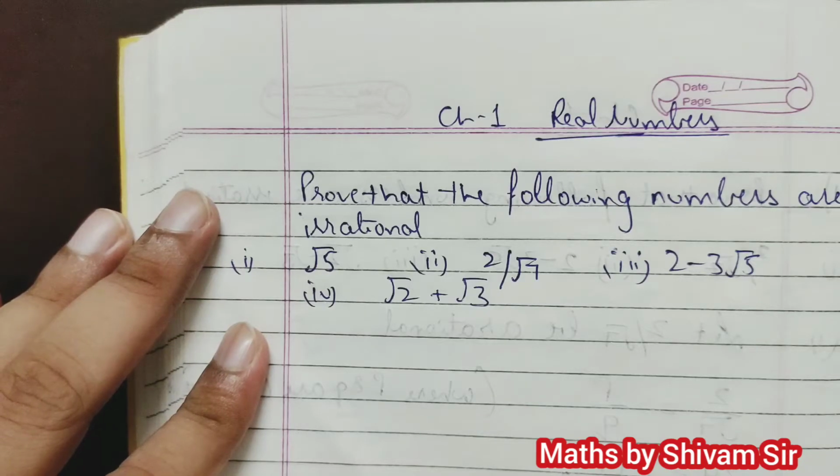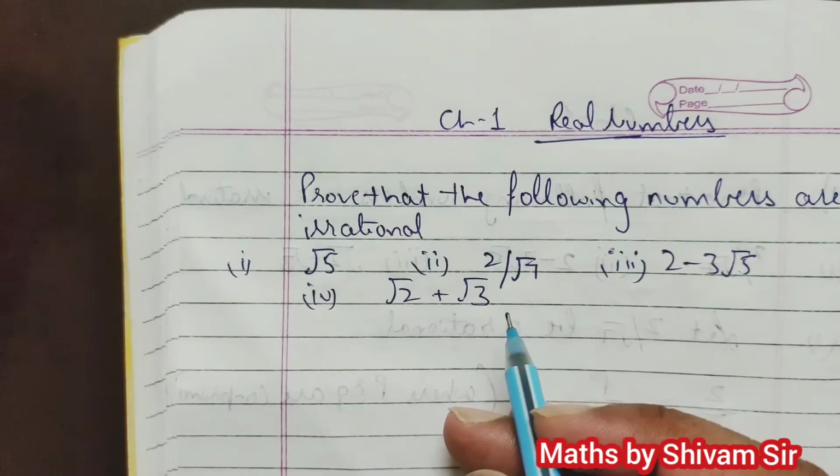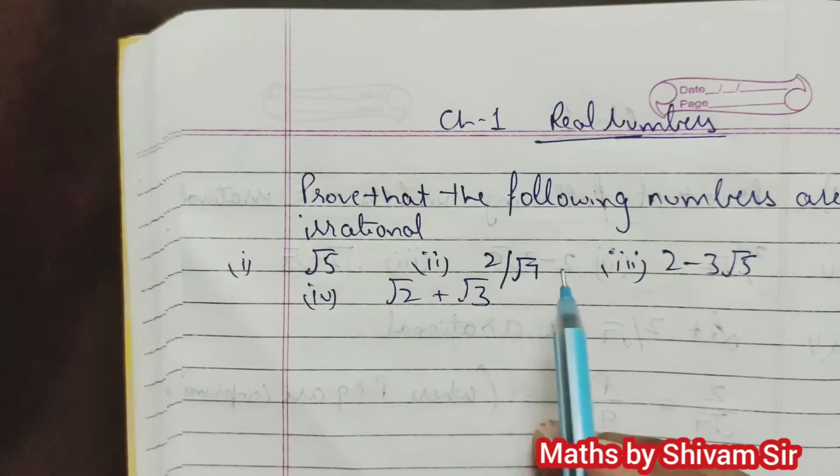So hello all, in this video we are going to discuss a question of chapter 1 real numbers. Prove that the following numbers are irrational. I have categorized this question in 4 parts, so 4 levels are there.